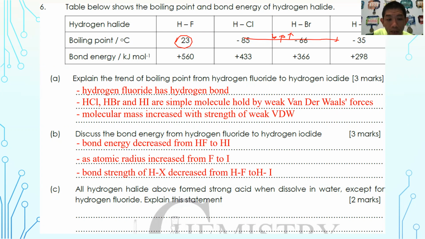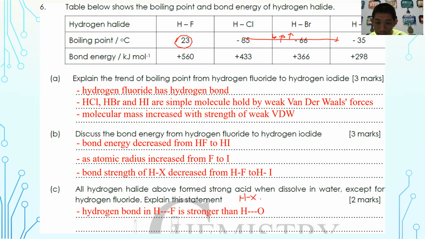Question number 7. All hydrogen halides form strong acid when dissolved in water except for hydrogen fluoride, explain this statement. So in here you have to mention that hydrogen fluoride dissolves partially inside water. Why? Because the hydrogen bond inside hydrogen fluoride is stronger than in hydrogen oxide. Furthermore, if you want to form the acidity in here, the general equation is HX plus H2O forms H3O+ plus X minus.